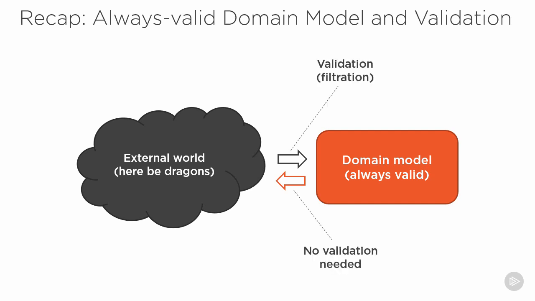You implement this protection via validation, the process of differentiating requests that are valid from requests that are not. Invalid requests get rejected with a 400 response. Only valid requests are allowed to go through and affect the domain model.